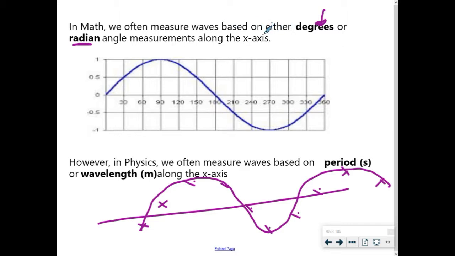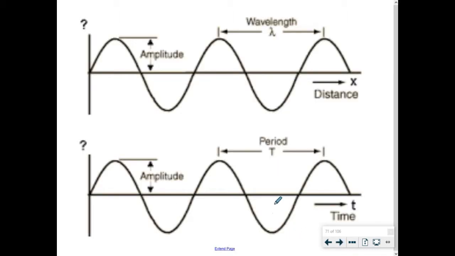That's what I just wanted you to notice: we can measure things in degrees, but chances are radians is what we're going to measure along the x-axis. So that's what this graph will look like here. We often measure in math based on degrees or radians. However, in physics, along the x-axis we're often going to measure either the period, which we've discussed already, or today I'm going to introduce a new concept called a wavelength. I think the best way of describing that is to go to my next slide here.